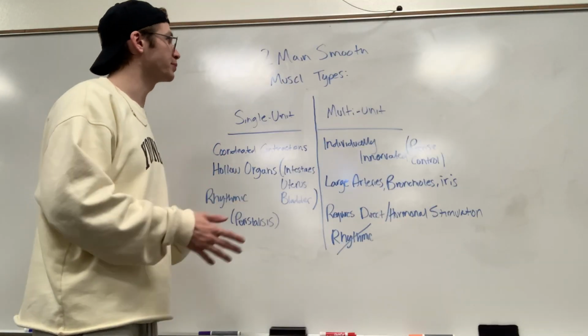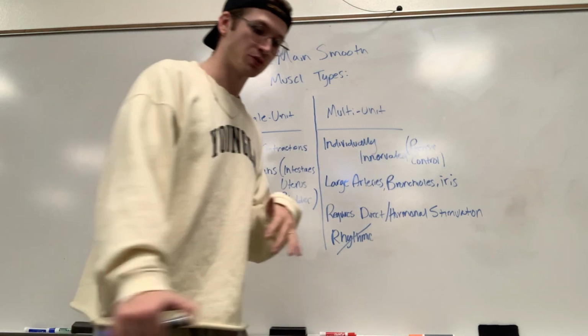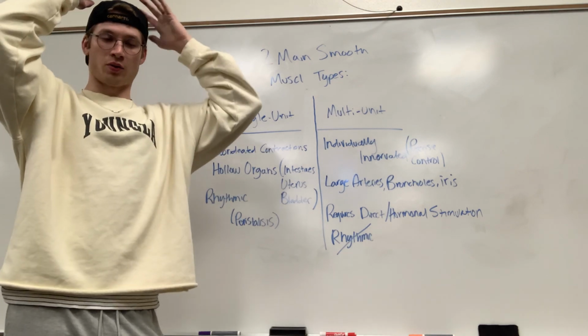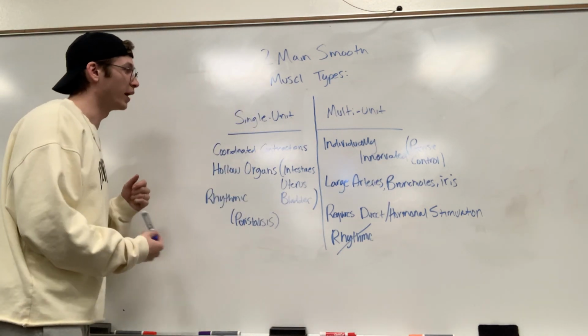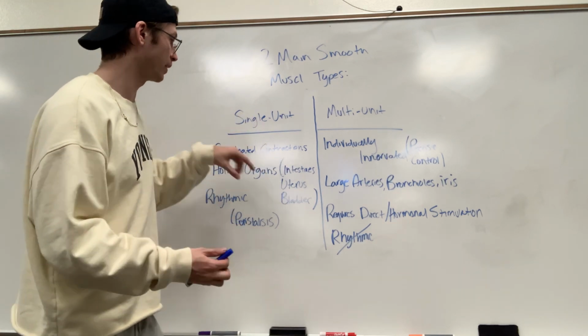Two main types of smooth muscle. Everything we talked about up to this point mainly relates to skeletal muscle. Right now, we are going to dive into smooth muscle. So there are two types: we have single unit and multi-unit. A couple of attributes I've written out.